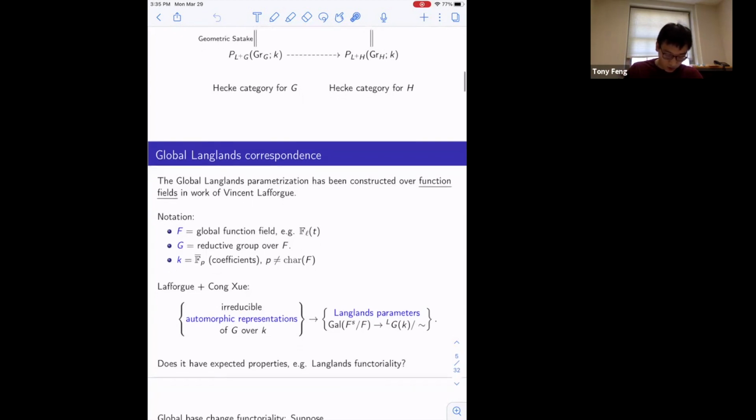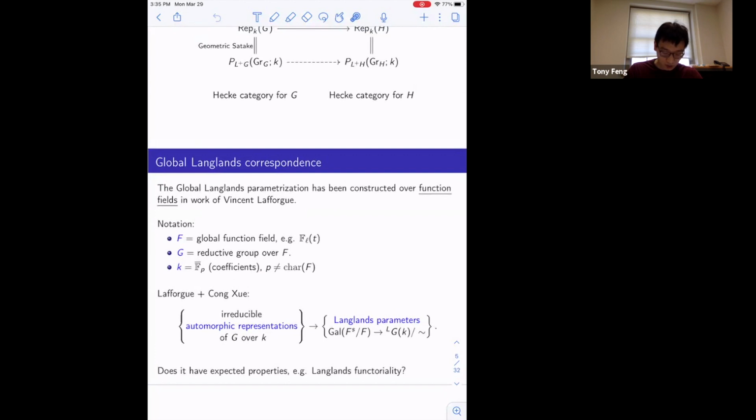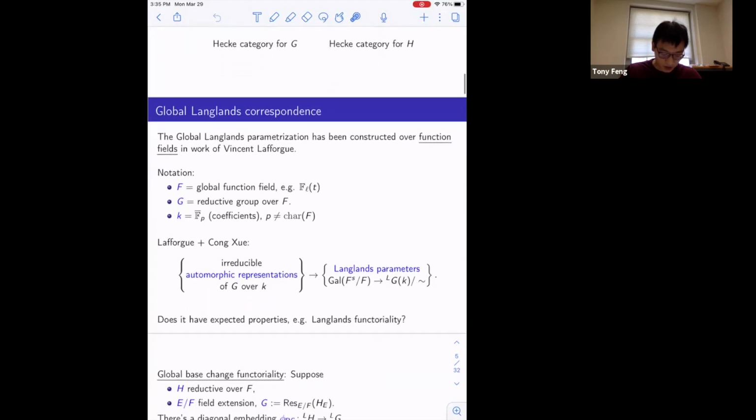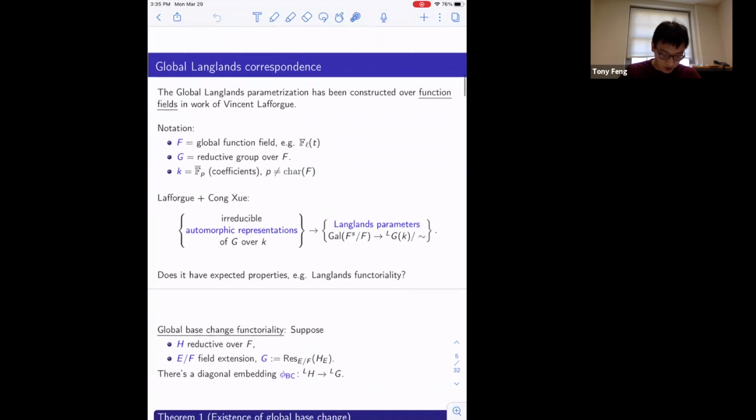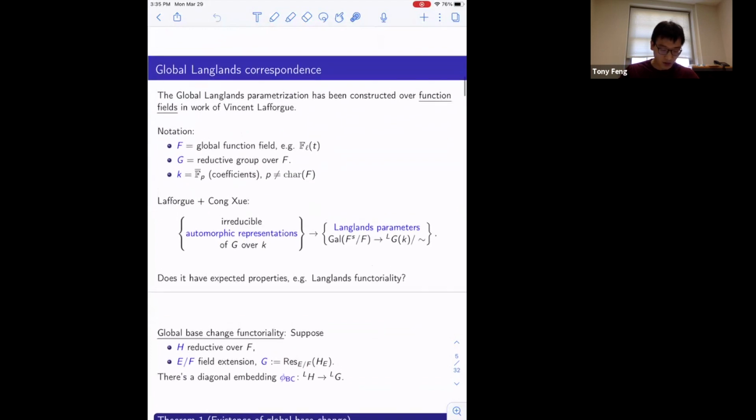So work of Laforgue and Cheng Shui have produced this parametrization of irreducible automorphic representations by Langlands parameters. Laforgue did this under a cuspidality assumption, and Cheng Shui removed that. And now that you have this parameterization, you can ask if it has the expected properties. For example, if you can see Langlands functoriality. So when you have a map of dual groups, do you see some kind of operation in terms of automorphic representations? That's very difficult in general, but certain cases of it are tractable, and I'm going to be talking about one of those today, which is the situation of base change.